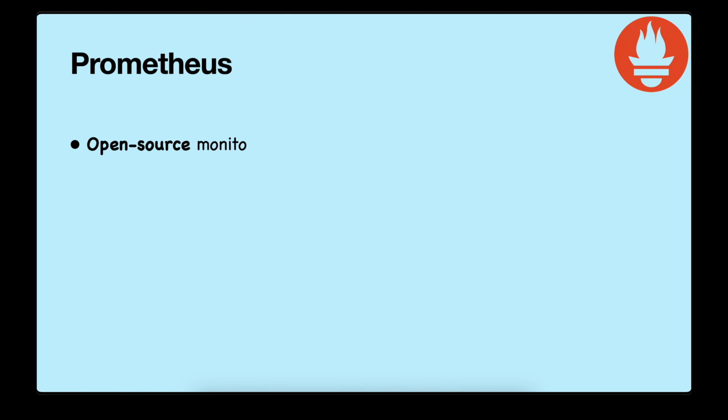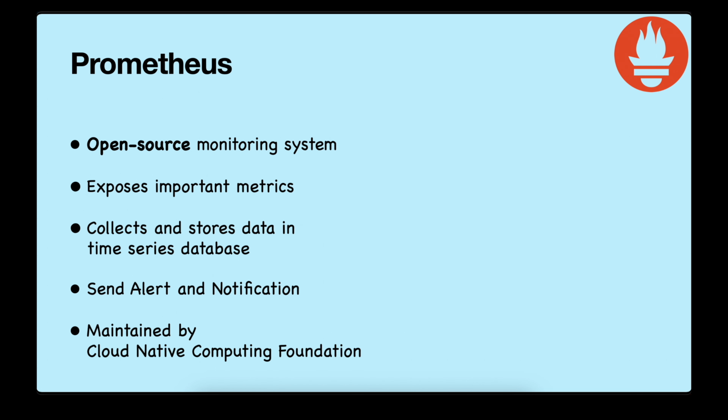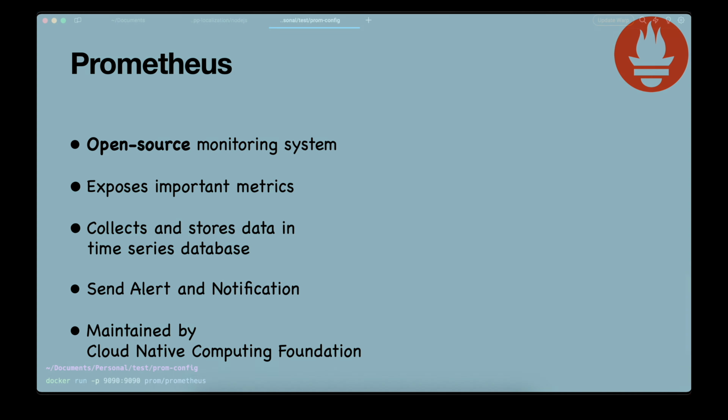Prometheus is an open source monitoring system that collects metrics from systems and applications. It is widely used to monitor microservices applications, but it can also be used to monitor any type of system or application. Today, we will see how you can set up Prometheus using Docker image.